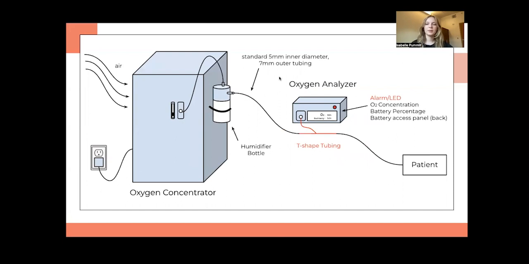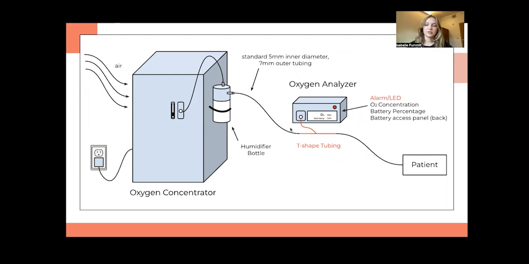Looking at our diagram, our oxygen analyzer is connected directly to the oxygen concentrator. This concentrator then feeds into a humidifier bottle, and finally, using T-shaped tubing, is inserted into our oxygen analyzer. Our analyzer uses the standard 5mm inner diameter, 7mm outer diameter tubing and allows it to be more universal, working with multiple oxygen concentrator systems.